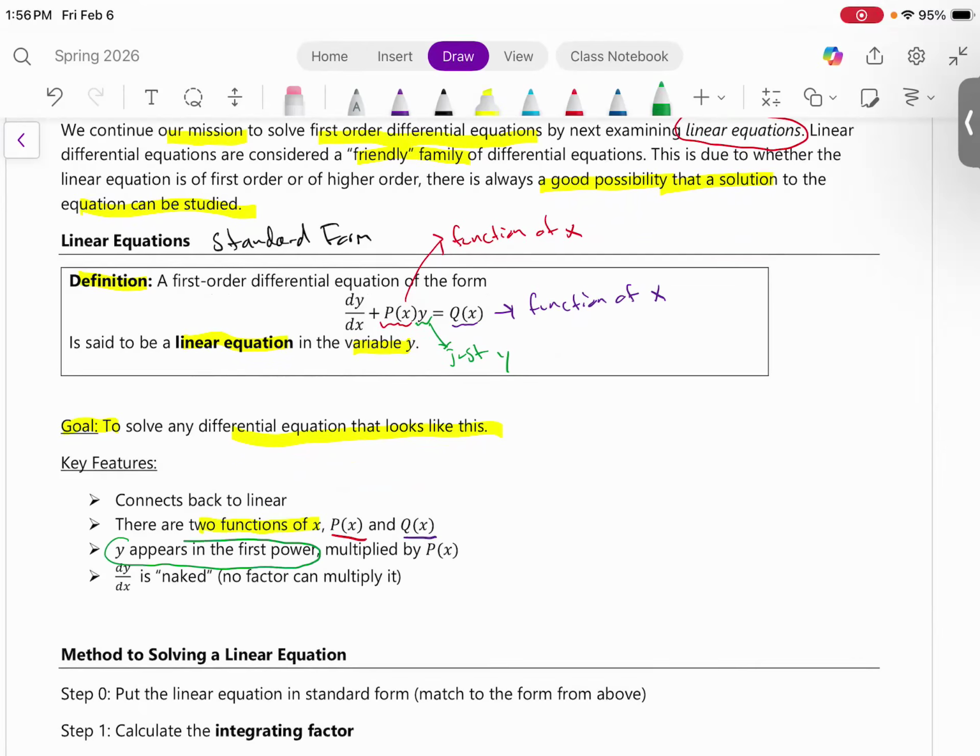That's very important to it being a linear equation. It has to be in the first power, and it's multiplied by p of x, which is just some function of x. Could be like x, could be a constant like 2, x squared, x, some function of x, okay? And also, the derivative dy over dx has to be what's called naked, meaning nothing's multiplying it, it's by itself.